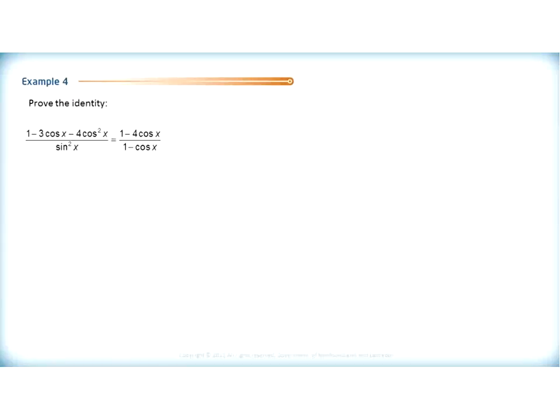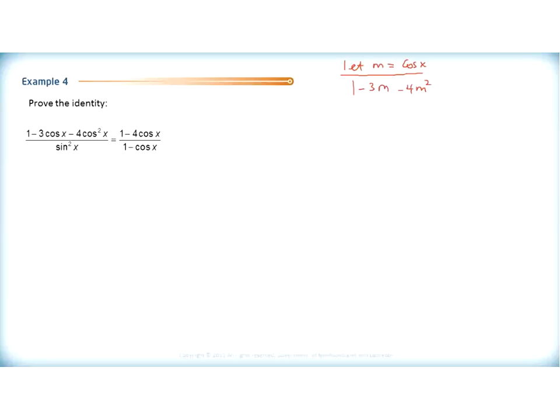Prove the identity. 1 minus 3 cosine x minus 4 cosine squared over sine squared equals 1 minus 4 cosine over 1 minus cosine. Okay. Left side again, I immediately recognize that as a quadratic. It's not written in descending order, but that's okay. I'm going to write this as 1 minus 3m minus 4m squared. Again, I'm letting m equal cosine x, just to make it a little simpler for factoring.